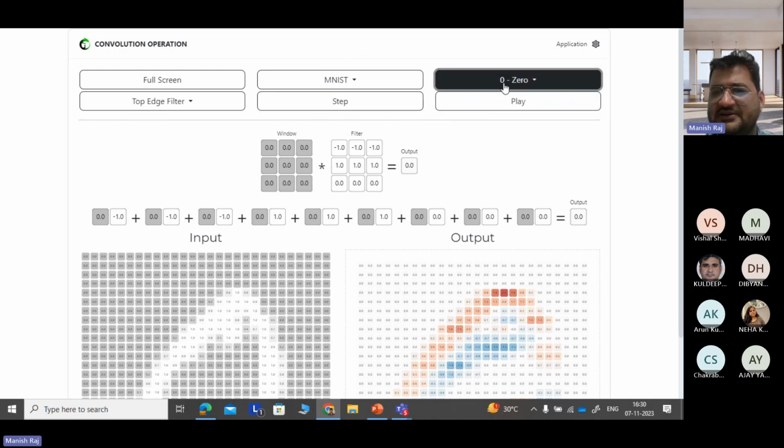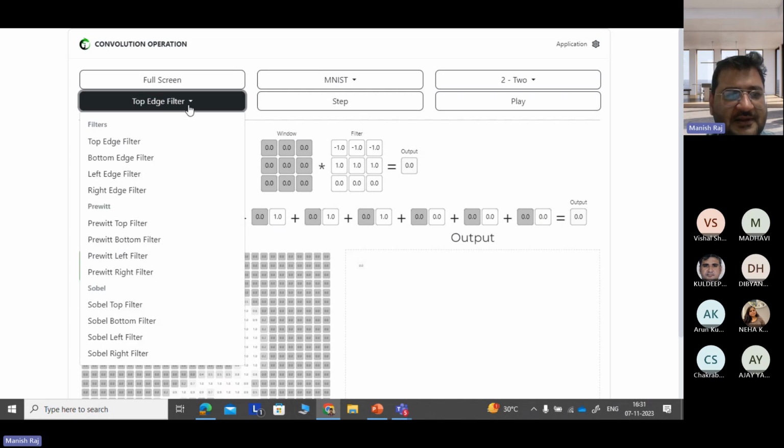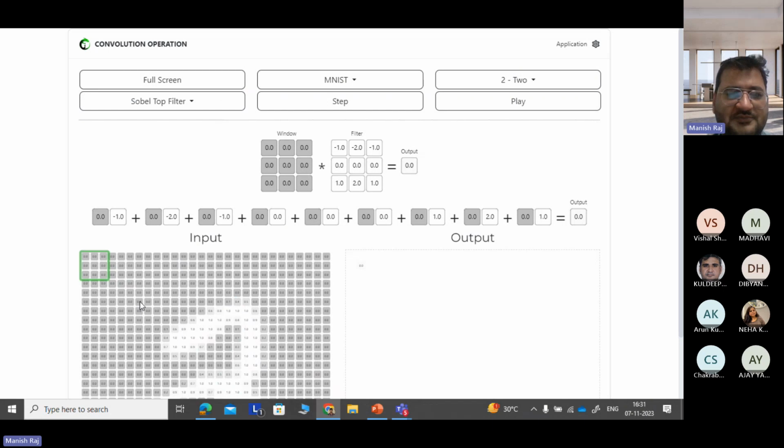What is happening? You can change this with 1, 2. I think this is a 3 window. You can change it or not, I will check. So these are the filters, and you can choose the filter. Sobel filter, I am choosing.